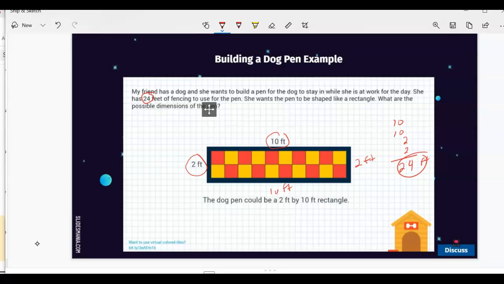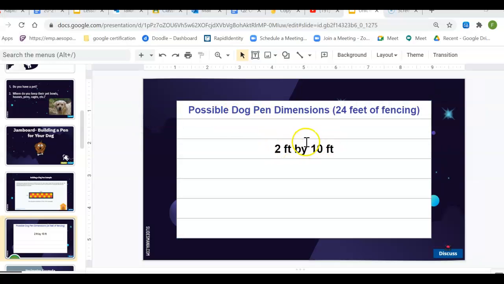Okay? So when you work on yours, you are trying to figure out what dimensions you can put for the width and for the length, but you have to keep in mind that when you add all of the sides, they have to total up to be 24. They can't be more, they can't be less. Okay, so again, these are my possible dimensions for the one that I did.